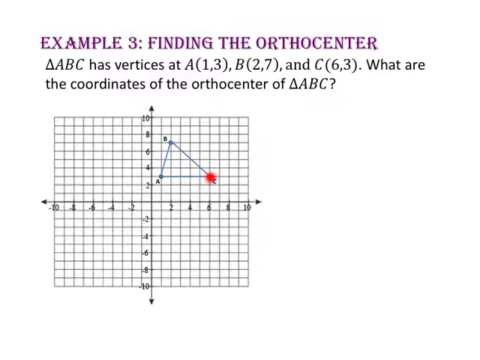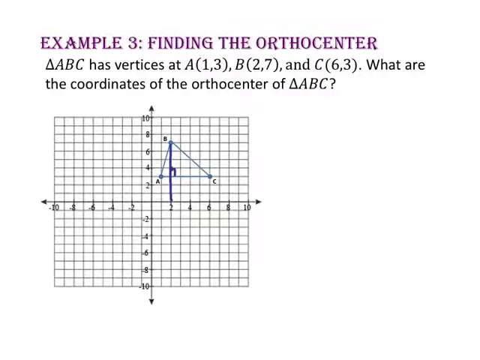Since side AC is a horizontal line, we know that the line perpendicular to it will be vertical. So if we start from vertex B and go straight down, we will have our first altitude. Now we need to find a segment that is perpendicular to either side AB or side BC.